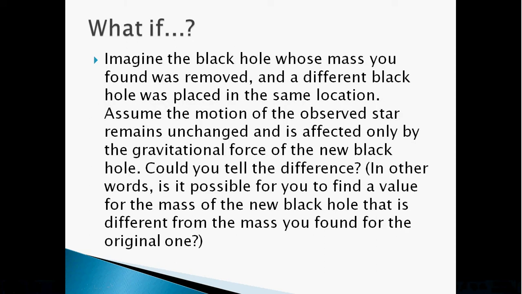Next question, what if? Imagine the black hole whose mass you found was removed and a different black hole was placed in the same location. Assume the motion of the observed star remains unchanged and is affected only by the gravitational force of the new black hole. Could you tell the difference? Actually, I really believe that you cannot tell the difference because you were only given certain data in this problem, and that was the location of the black hole, the mass of the original star, and then the positions of the star. And so if none of this information changes, you can't do anything else to the problem. And so this would mean that the mass of the black hole would stay the same as it did throughout this problem. And that is the end of my lab.